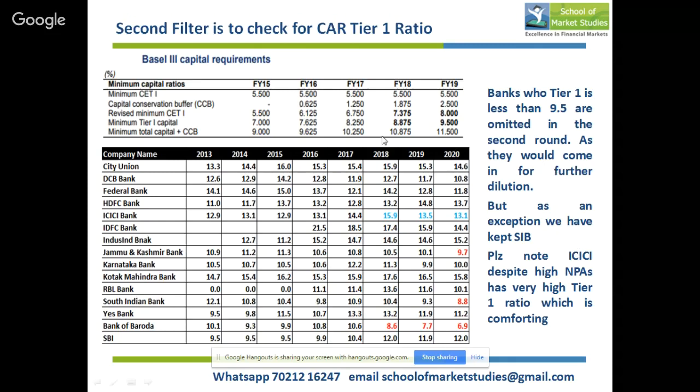Please notice these blue numbers that we have outlined in ICICI Bank. ICICI Bank, despite having extremely high NPAs, has a very comfortable tier 1 ratio of 13.1 in FY20. This is primarily because it is shutting down international branches in different countries and repatriating their capital. So it has been able to have a high ratio, right?